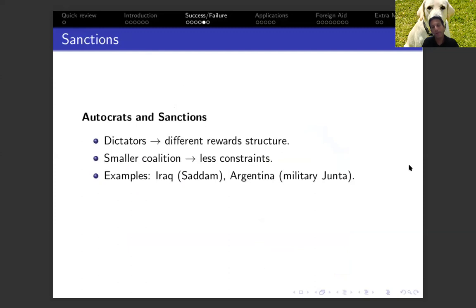Now, when we think about dictators or autocrats, their reward structure for their supporters is very, very different than in a democracy. And that provides them a lot more relative political power when facing sanctions. Dictators depend on a much smaller coalition, as I gave you the example of Iraq and Argentina. Therefore, it's easier for those leaders to protect their supporters in that small coalition when facing economic sanctions.